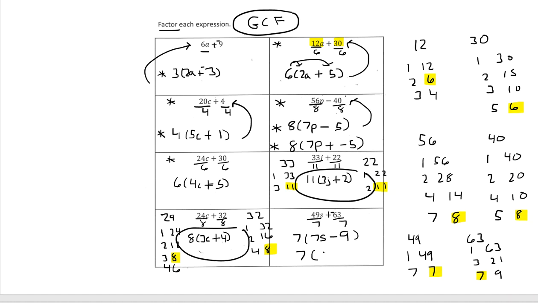And another way to write this answer would be 7s plus a negative 9. Both of these work. Both of these are correct. These are equivalent expressions.